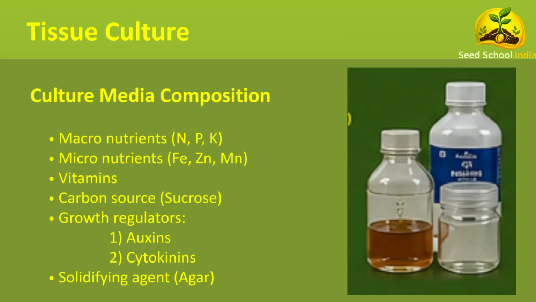The culture medium acts like food for the plant cells. It contains macronutrients for growth, micronutrients for enzyme activity, vitamins for metabolism, sugar as an energy source, and plant growth regulators. The balance of these components determines whether the plant will form roots, shoots, or callus.